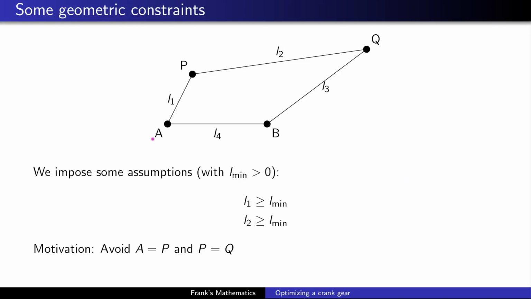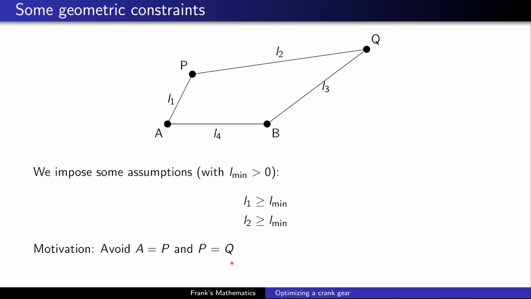The distance between the point A and the point P is called L1. Between P and Q, L2, between B and Q, L3, and between A and B, L4. The parameters L1, 2, 3, and 4 will be our optimization parameters later on. But before we come to this, we have to exclude some singularities. Namely, we want to avoid that A is equal to P because there would be no movement. And with similar arguments, we want to exclude that P is equal to Q.